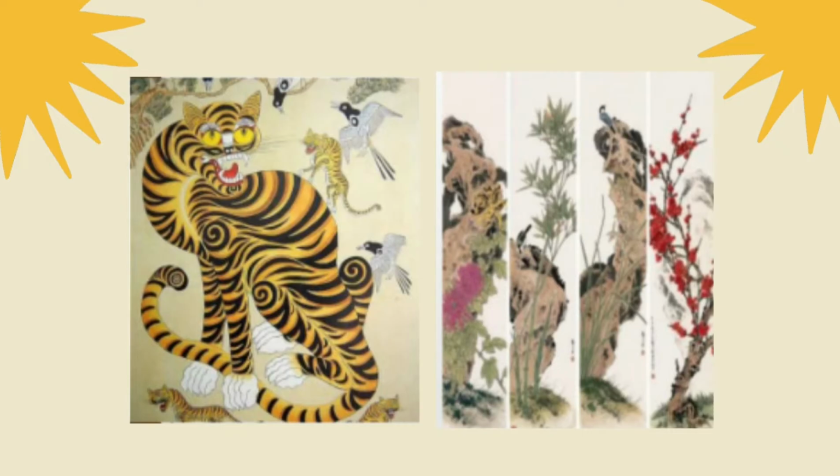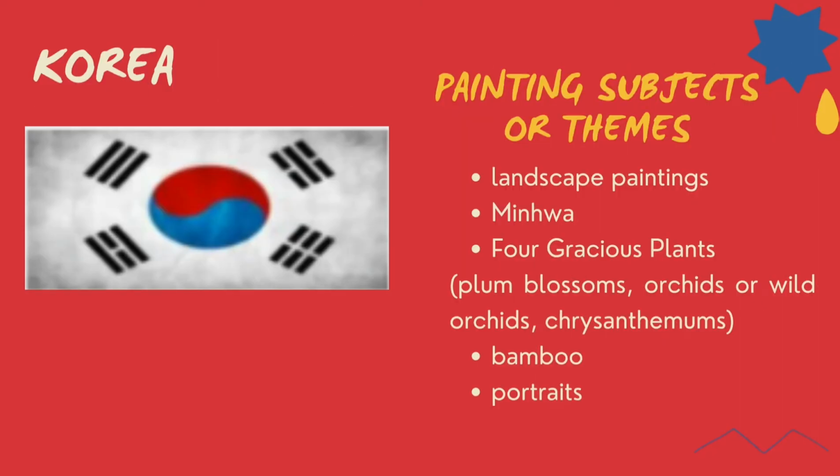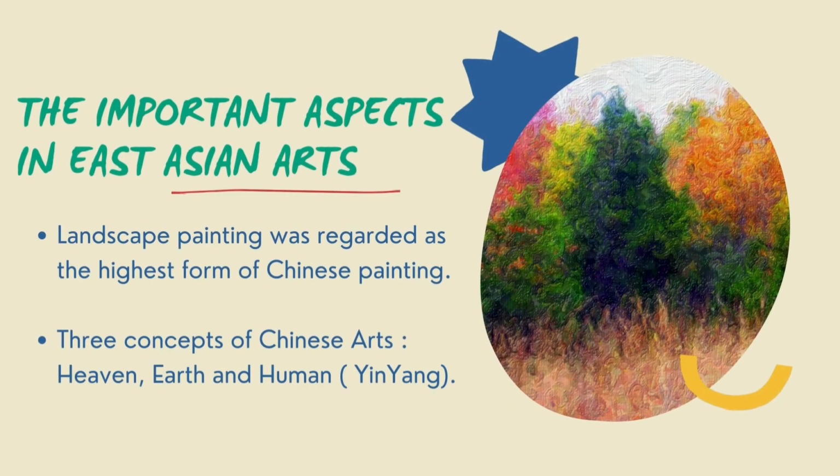And the last set of paintings that we have is this. Where do you think these paintings come from? If your answer is Korea, then you are correct. Painting subjects or themes from Korea are landscape paintings, minhwa, four gracious plants, plum blossoms, orchids, wild orchids, chrysanthemums, and bamboo, and portraits.